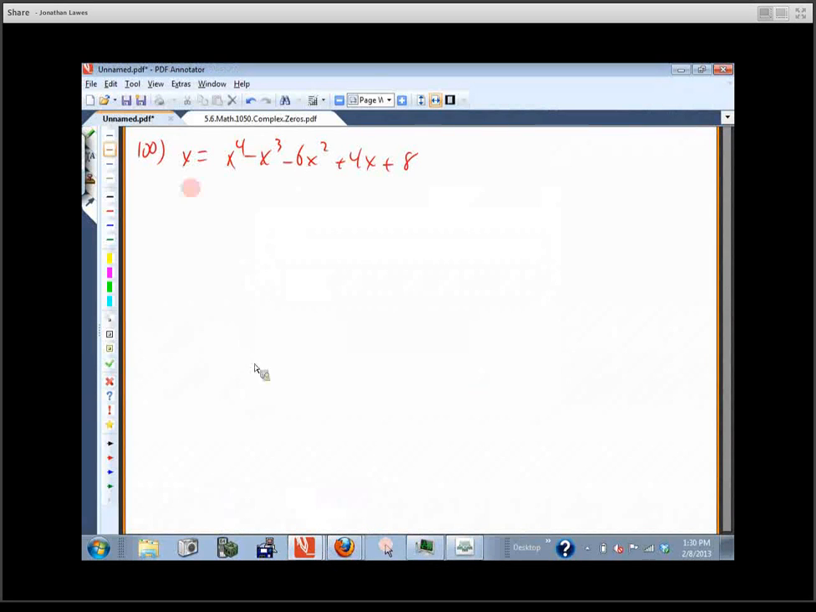So if we need to graph this, what's something we could tell about this right away? It looks like x to the fourth. And it crosses at 0, 8. x to the fourth crosses at 0, 8. Okay. Anything else? It can have a possible of 4 zeros. It could possibly cross the x-axis 4 times. It could have 3 turning points. Anything else?